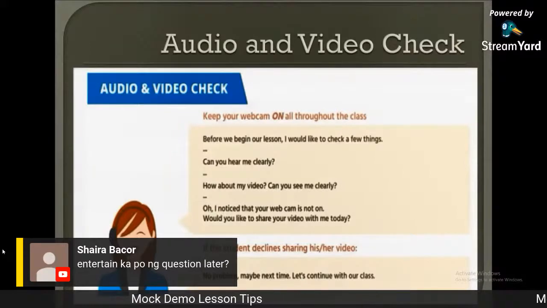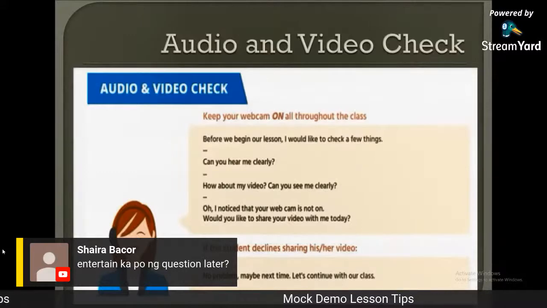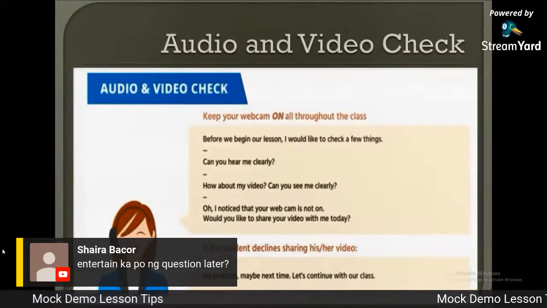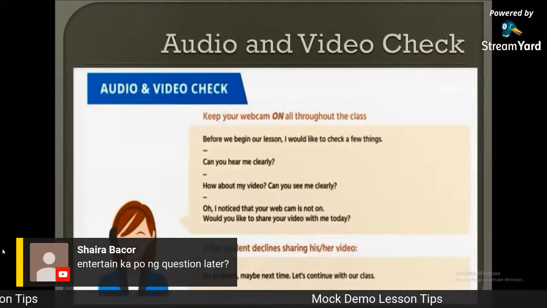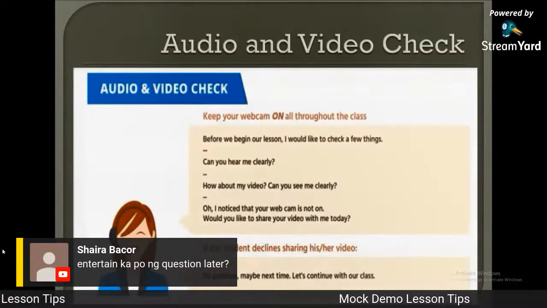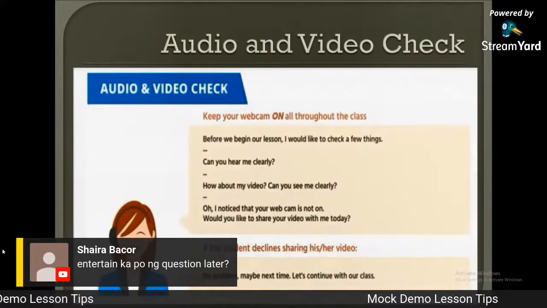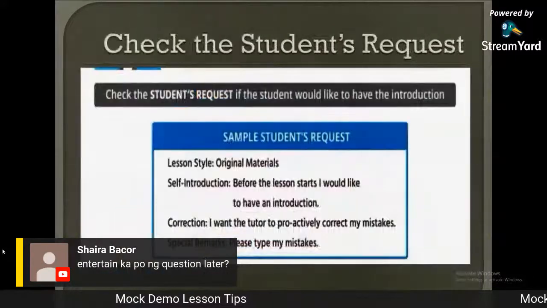So, teachers, please be reminded that during your actual demo lesson, the evaluator's camera is turned off, because again, they are not a real student. They are just pretending to be a student. That's why their camera is off. So just assume that they are a real student. You can say, oh, no problem, maybe next time. So let's continue with our class.